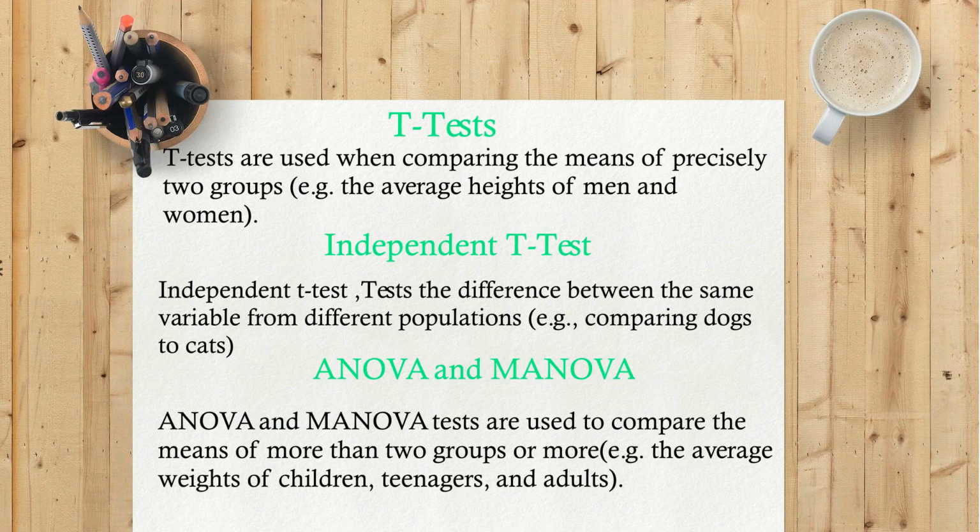Independent T-test. Independent T-test tests the difference between the same variable from different populations. Example: comparing dogs to cats. ANOVA and MANOVA. ANOVA and MANOVA tests are used to compare the means of more than two groups. Example: the average weights of children, teenagers, and adults.